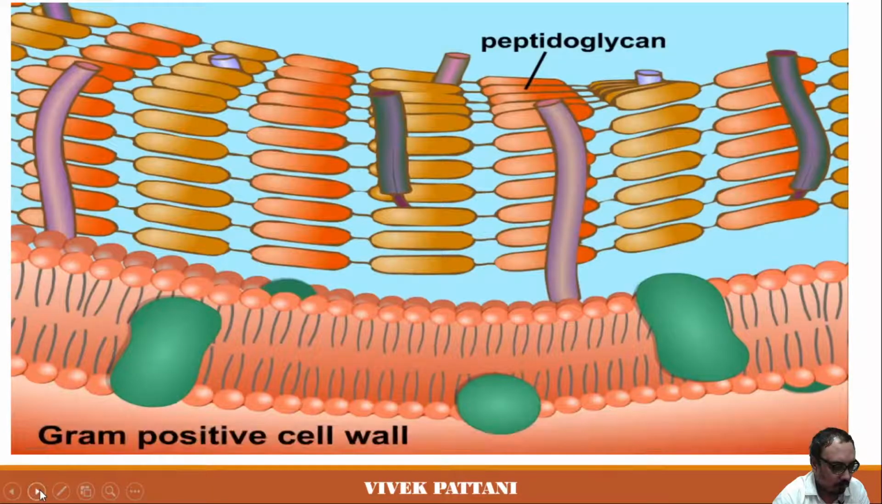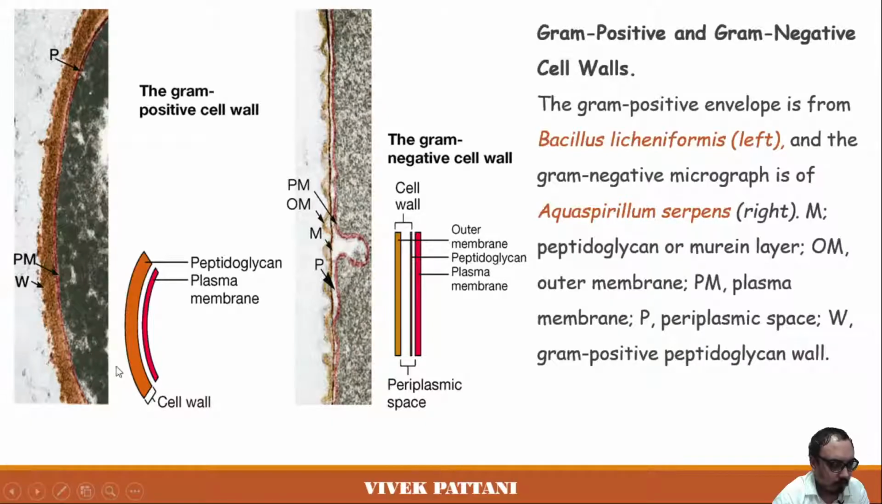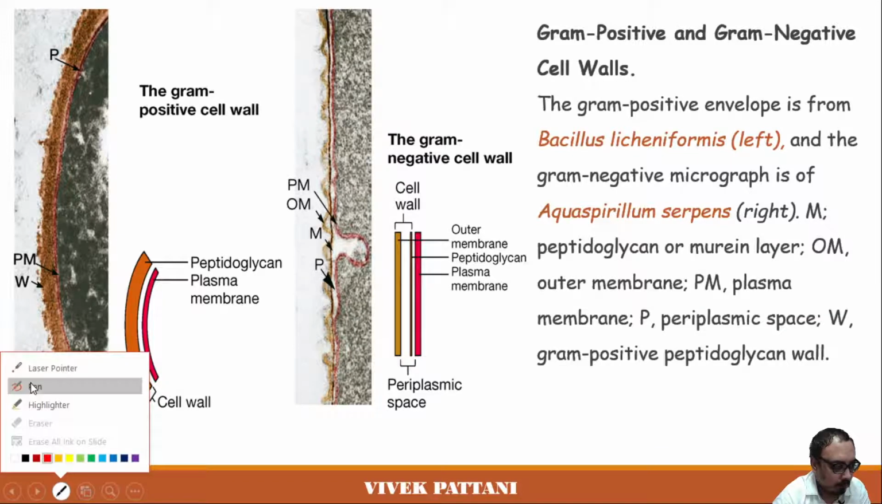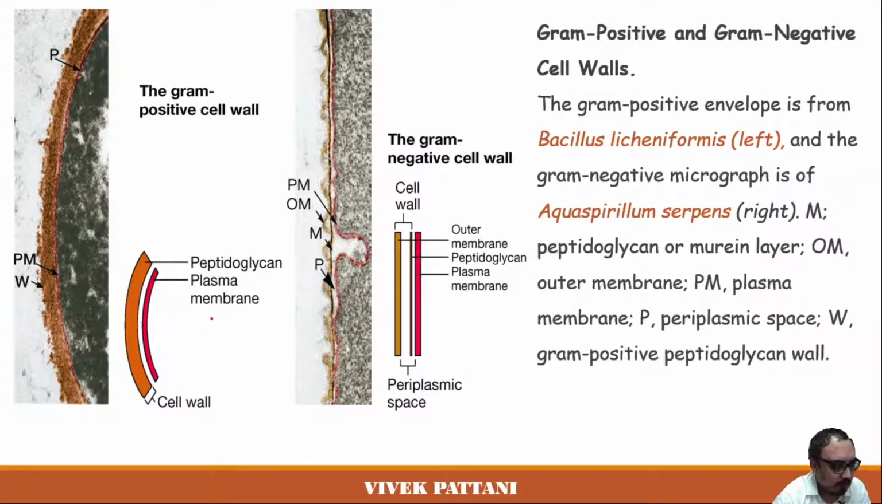Okay, gram-positive and gram-negative cell walls. As you already know, the gram-positive cell wall contains more peptidoglycan as compared to the gram-negative cell wall. So there is a difference in the composition of gram-positive and gram-negative cell walls. The diagram given here shows a gram-positive envelope from Bacillus licheniformis, and the gram-negative one is from Aquaspirillum serpens.